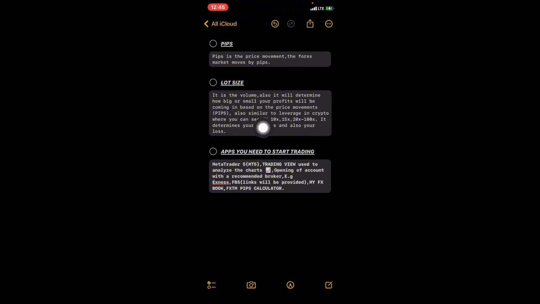Also, it will determine how big or small your profits will be coming in based on price movement. That's based on the pips you get. I'll be illustrating that.